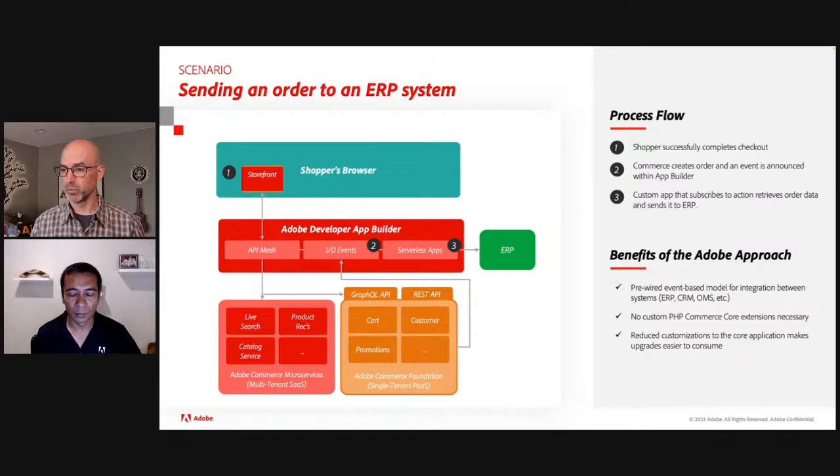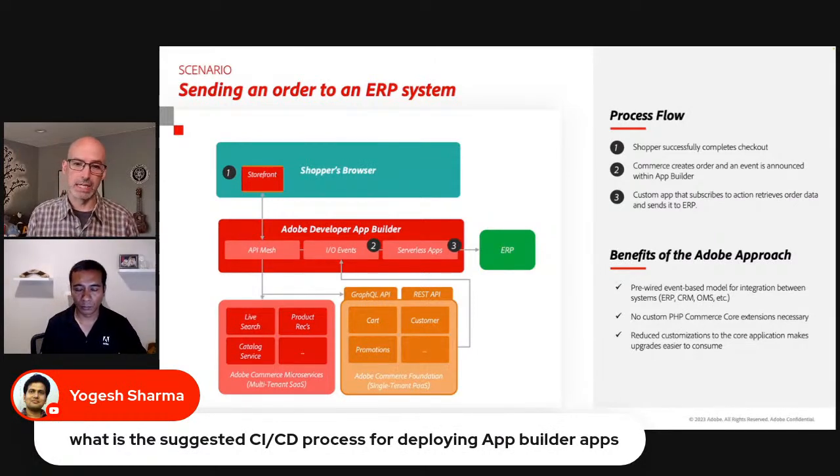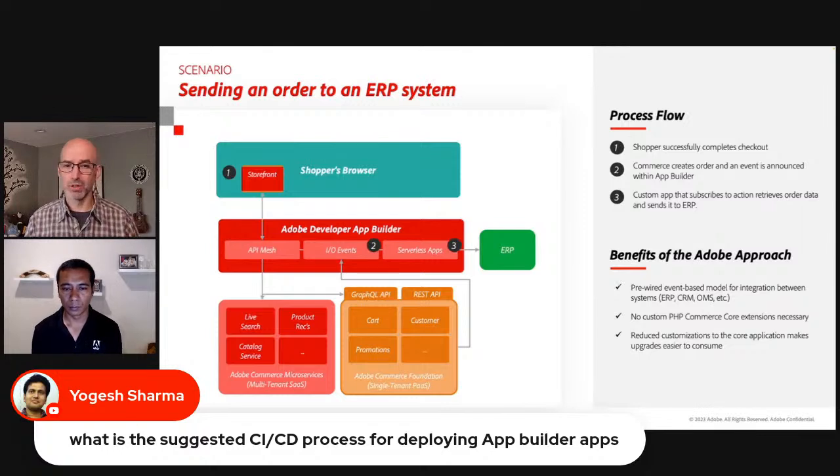Okay, so we have one here. What's the suggested CI/CD process for deploying App Builder apps? With App Builder, we give you a CI/CD process built on GitHub Actions. So out of the box, that is what we recommend. You can bring your own CI/CD process.